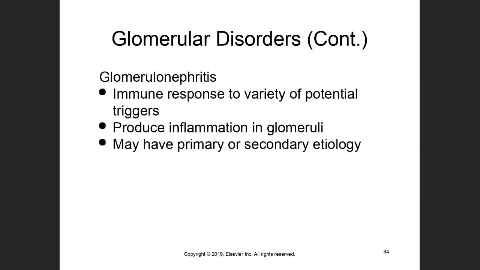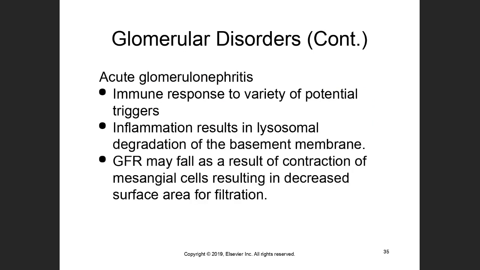Glomerulonephritis, immune response to a variety of potential triggers. Let me see if we have a better slide. Acute glomerulonephritis: immune response, inflammation result in lysosomal degradation of the basement membrane. Glomerular filtration may fall as a result of proliferation of mesangial cells. Okay, because the problem is right here in the mesangial cell.